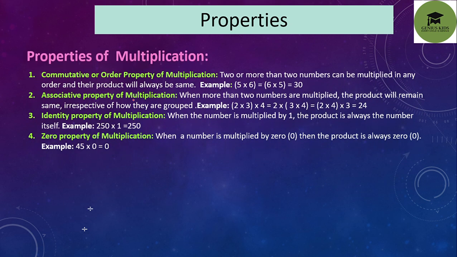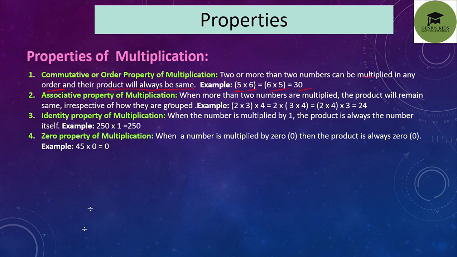Next one is the properties of multiplication. Commutative or order property of multiplication. Two or more numbers can be multiplied in any order and their product will always be the same. So 5 into 6 is equal to 6 into 5, which equals 30. It is the same as addition.